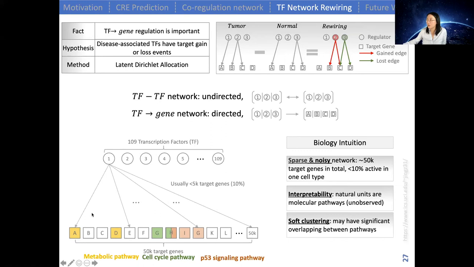There are different pathways. So for example, if our transcription factor jumps within one cluster, for example, the metabolic pathways, or if they lose or gain connections that span more than one cluster, actually they have different indications. And what makes it more complicated is that these clusters change dynamically according to application scenarios.